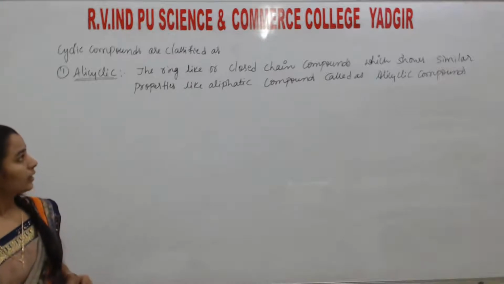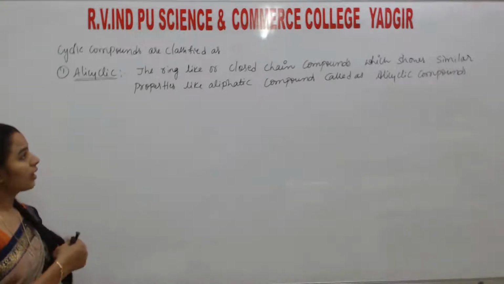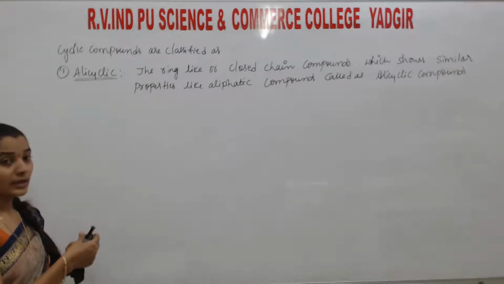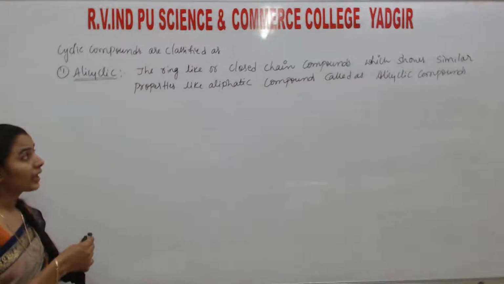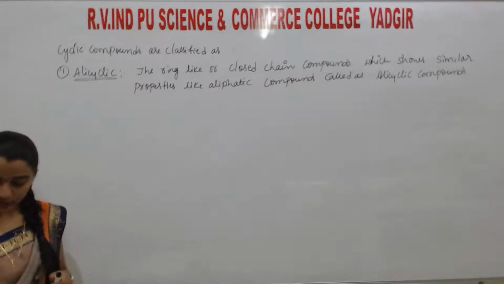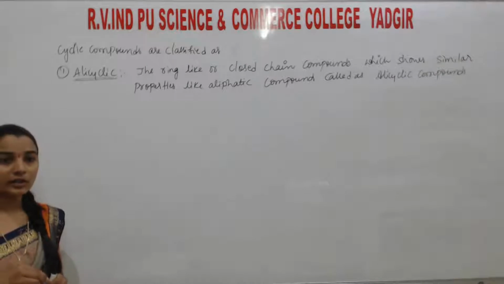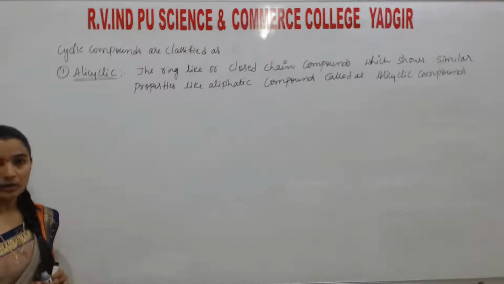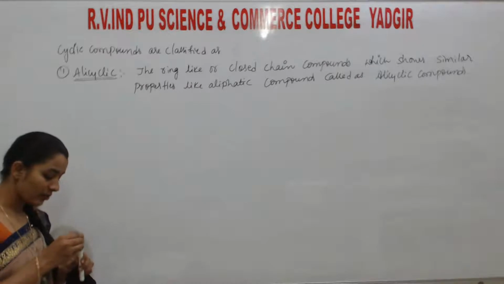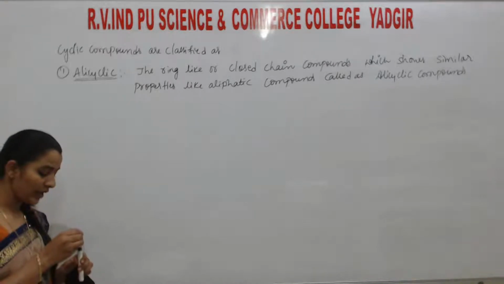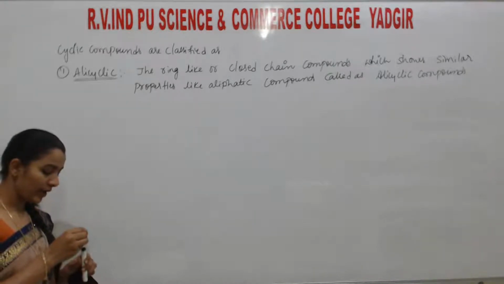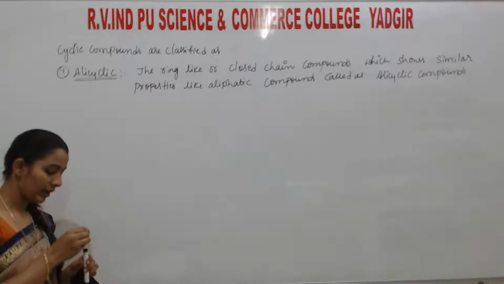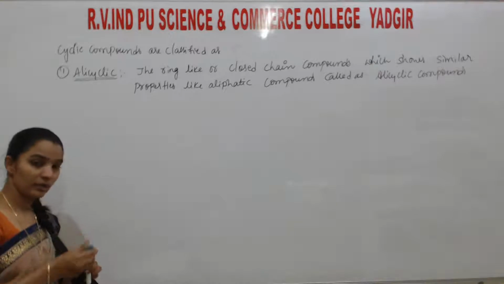The ring-like closed chain compounds which show similar properties like aliphatic. Aliphatic means what are the examples there? Alkane, alkene and alkyne. Understand? Of course they are cyclic compounds but they show properties like aliphatic, like alkane, alkene and alkyne. I'll give the example, then you will understand what it means.